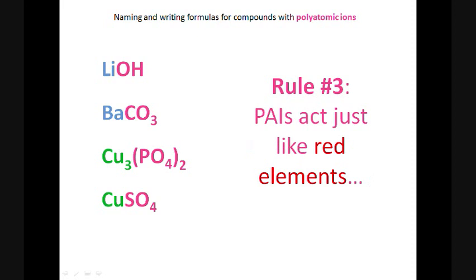The last thing to remember is that polyatomic ions act the exact same as red elements. Even though they are different than the individual elements they are made of, they behave the same way. That's why they're so common. They are stable and easy to get along with, so they show up in common chemical substances all the time. That means we can use the same rules we already know for naming chemical compounds and writing their formulas. We just have to substitute the polyatomic ions for the individual red elements we've already been working with.